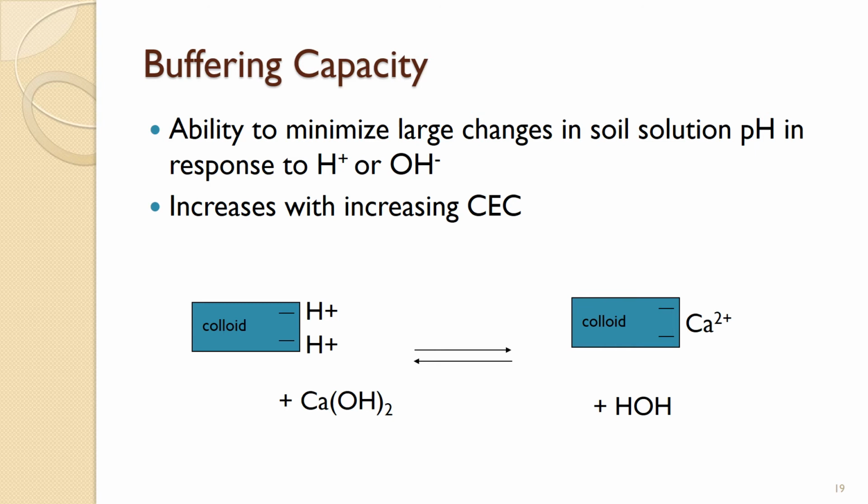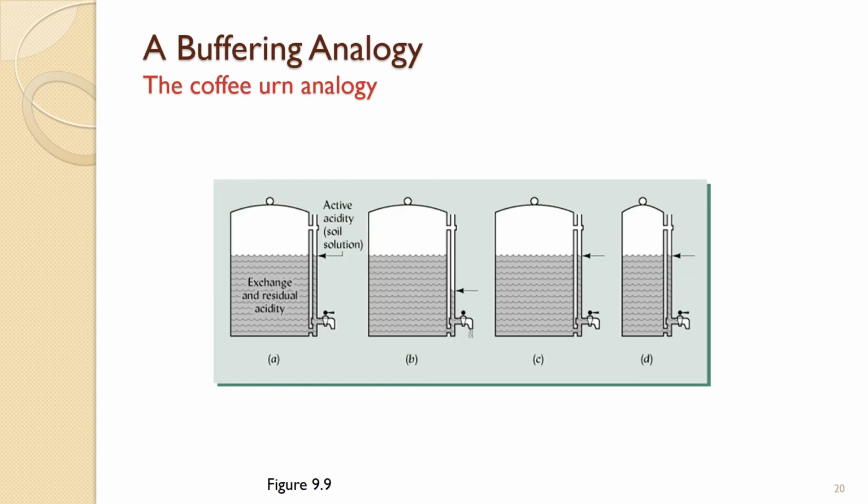We have to remember that buffering capacity increases with increasing cation exchange capacity. So remember, cation exchange capacity is the number of exchange sites available on a soil. So it's basically telling you how many parking spaces there are for protons. It's kind of like having a whole bunch of pools that you have to drain before you can refill them with the right solution.